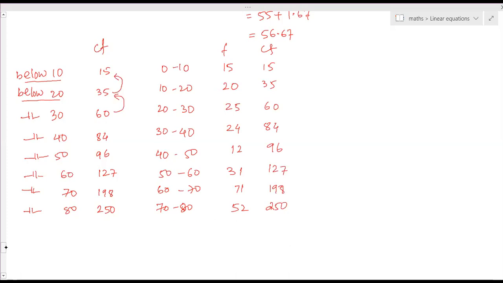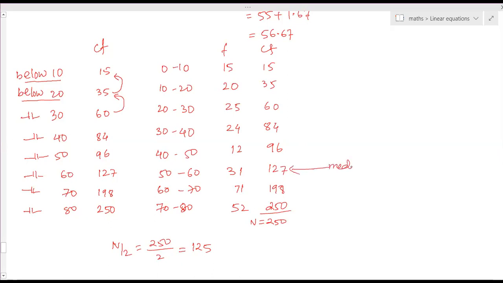How to find out the median class now? n by 2, that is 250 by 2, that is 125. Ma'am, how did we get 125? 125.